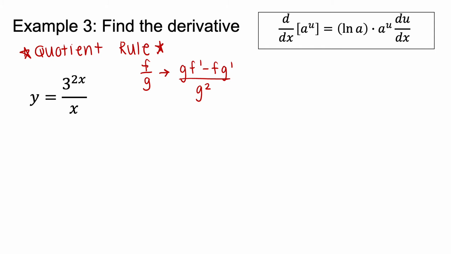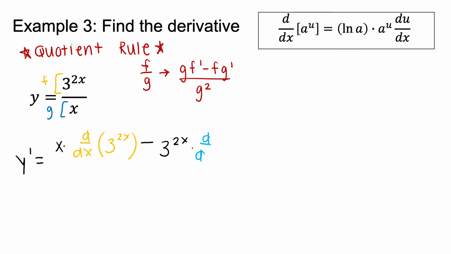So let's write our derivative, y prime, would be equal to... our f function is going to be our 3 to the 2x, and our g would be our x. So here we have g times the derivative of f, and I'm going to write this as d dx of 3 to the 2x, minus f, which is 3 to the 2x, times the derivative of g, and just for consistency, let's write this in the right color as d dx of x, and that is all going to be over our denominator, or g, which is x squared.